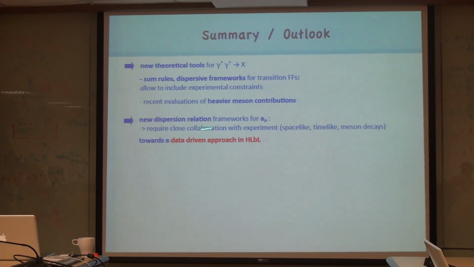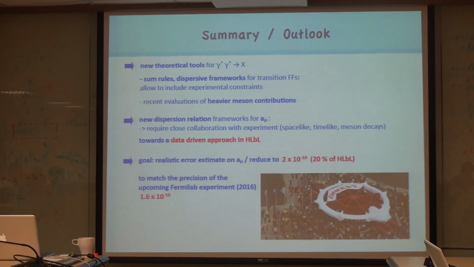So such new dispersion relation frameworks for the anomalous magnetic moment of the muon, of course, if one really wants to push the precision by a factor 2 or more, will require quite close collaboration with experiment, because you need data both for space-like photons, time-like photons, and also meson decays into real photons. And so this will allow a more data-driven approach to this hadronic light-by-light scattering. And so the goal here, as I was stating in the beginning, is to obtain a realistic error estimate for this quantity.